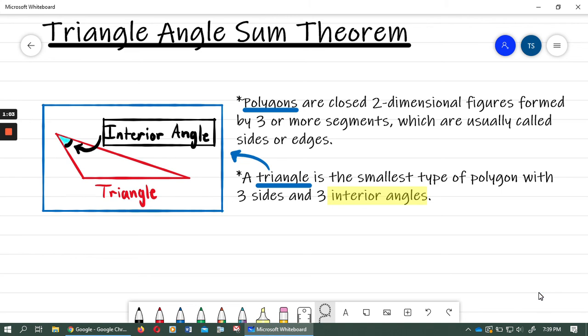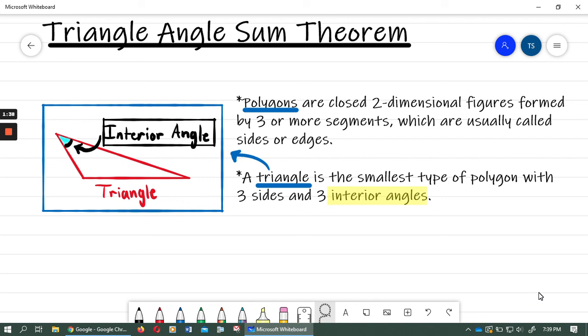Okay, so let's start back over from scratch. Some of you probably remember in one of our previous lessons, we went back to basics and defined what a polygon is. A polygon is a closed two-dimensional figure formed by three or more segments, which are usually called sides or edges.